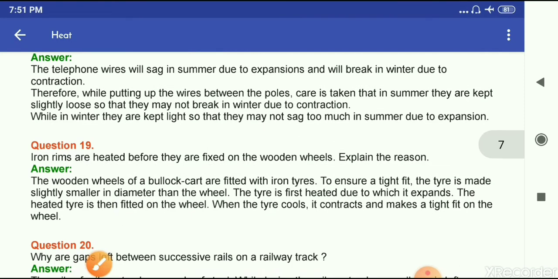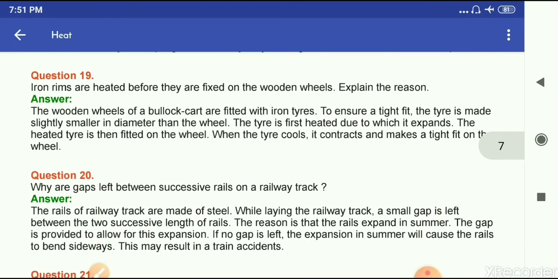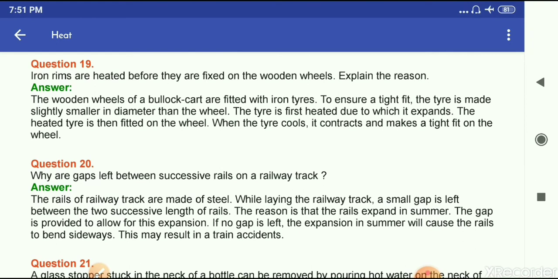Question number 19. Iron rims are heated before they are fixed on the wooden wheels. Explain the reason. The wooden wheels of the bullock cart are fitted with iron tires to ensure a tight fit. The tire is made slightly smaller in diameter than the wheel. The tire is first heated, due to which it expands, and the heated tire is then fitted on the wheel. When the tire cools, it contracts and makes a tight fit on the wheel.